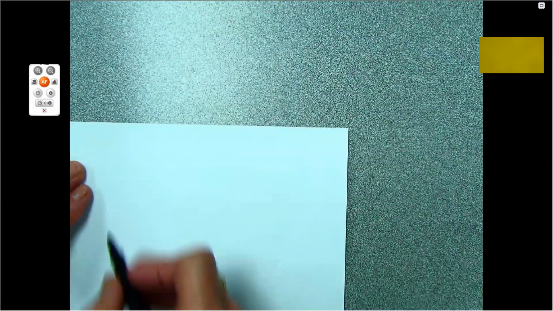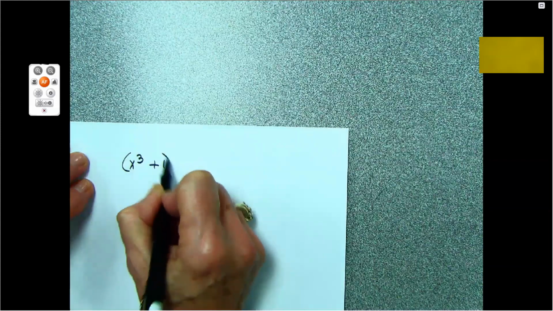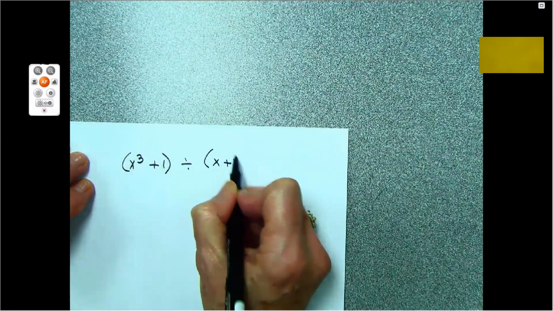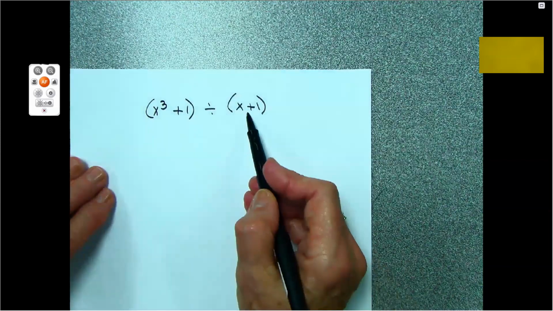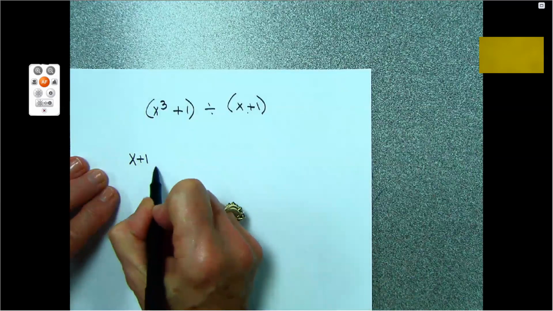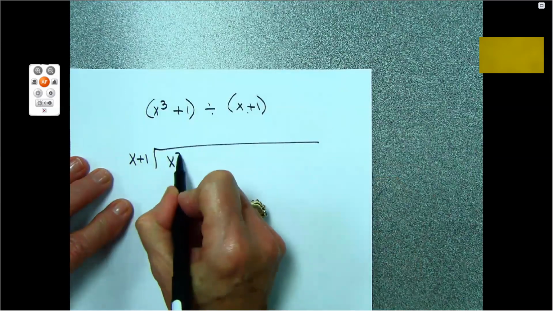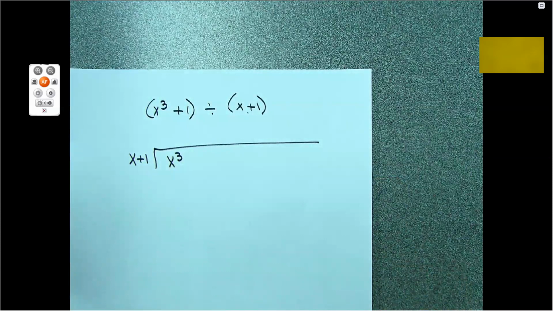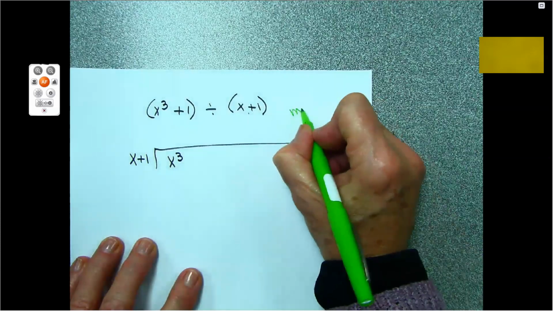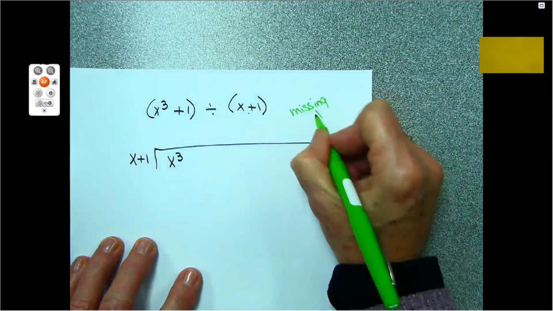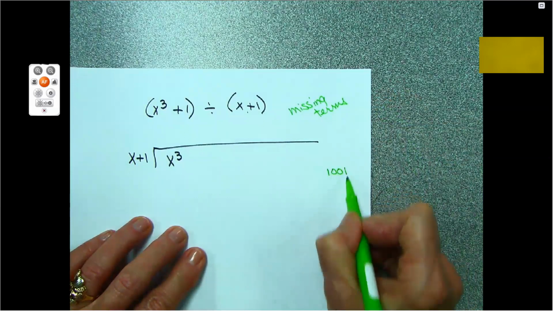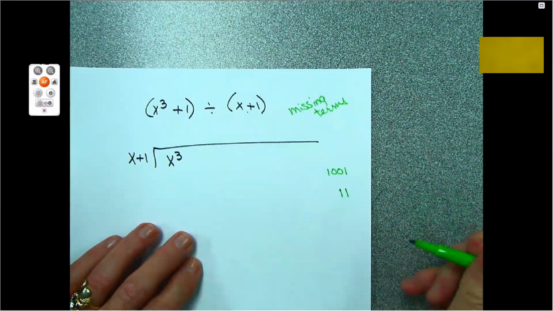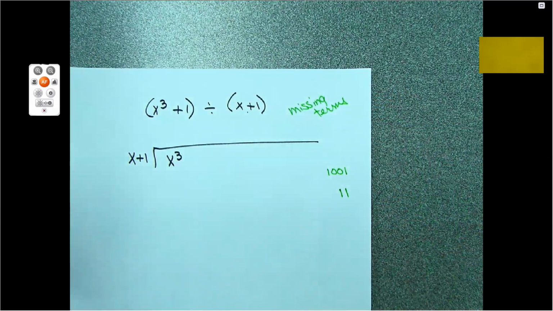Division of polynomials. Okay, this is our divisor. X plus 1 goes into x cubed, but now you want to be careful. This time we are dealing with missing terms. And just remember that a 1001 is much different than 1. Zeros have placeholder significance.